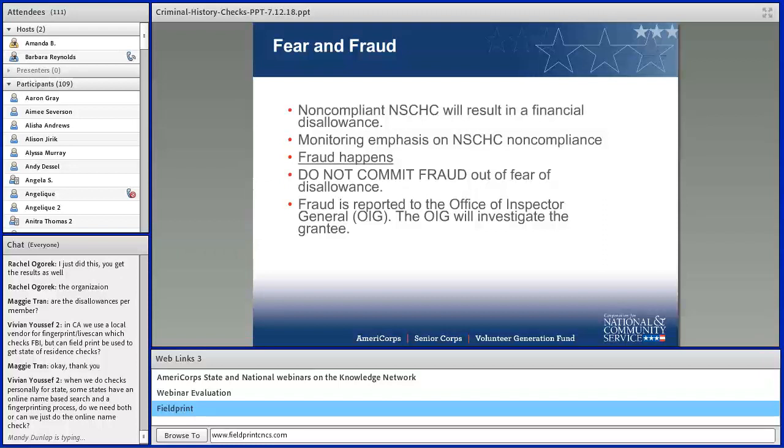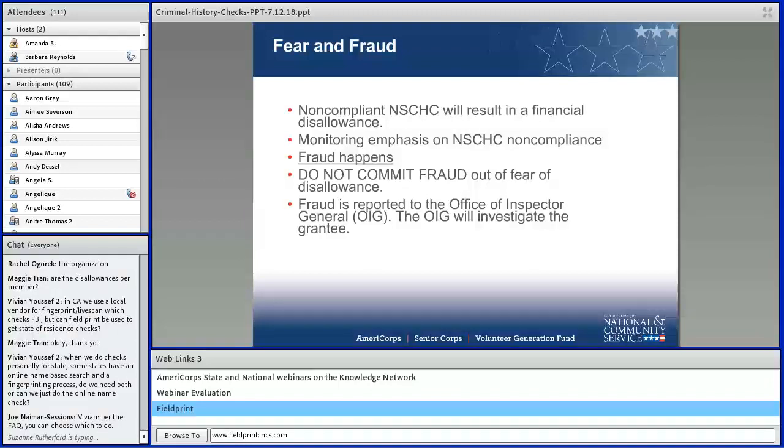I have heard of instances where grants are lost, where money is paid back, where people have lost jobs, where people lose the program. So fraud is never, ever worth it. Sorry to be a downer right there.